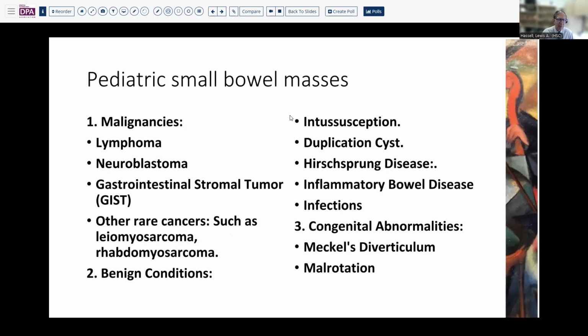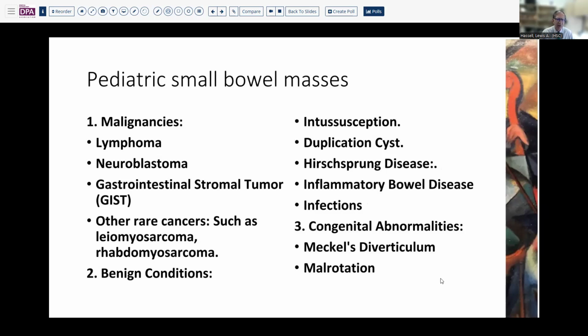But then there are a number of benign conditions which can lead to this sort of a problem and could be related to the failure to thrive. So intussusception usually would be associated with some degree of more severe pain and obstruction, but duplication cysts might be sitting around. Hirschsprung's disease may be less common up near the duodenum than distally. And then, of course, inflammatory bowel disease and rarely infections.